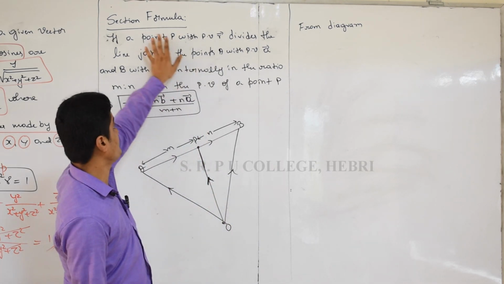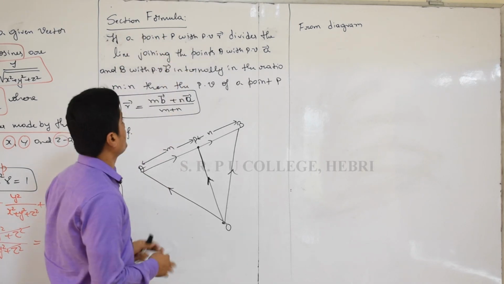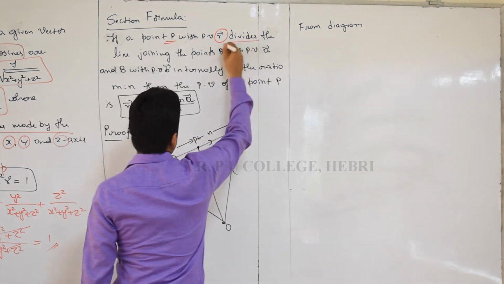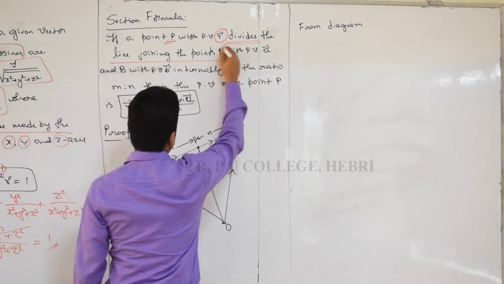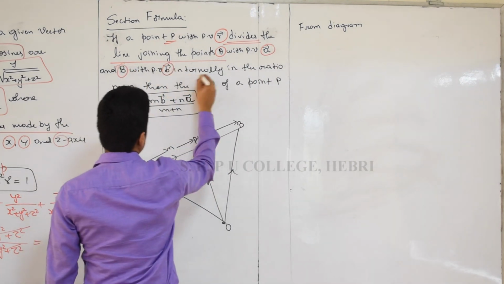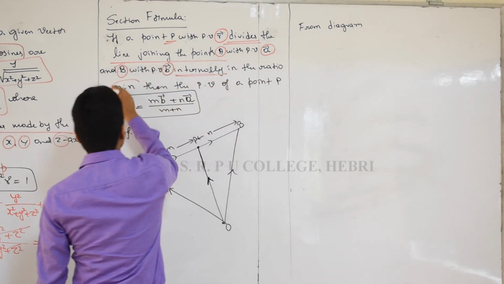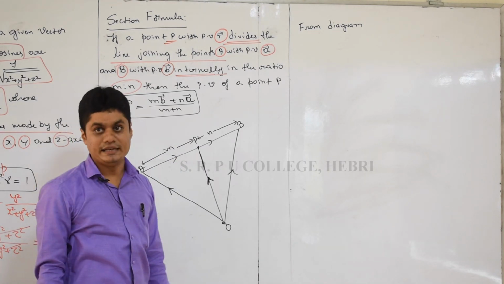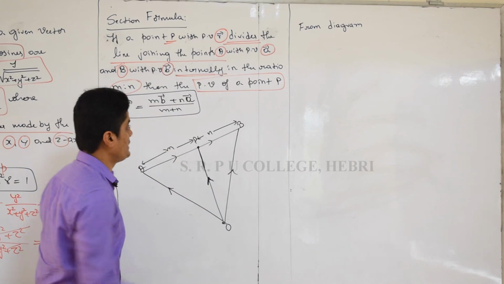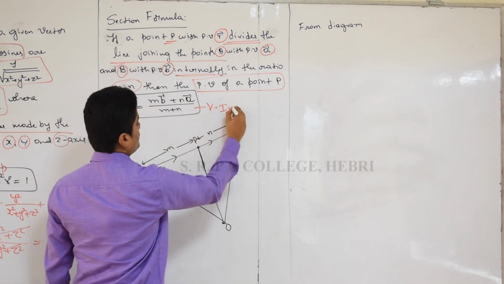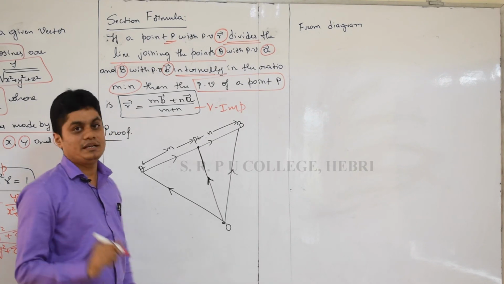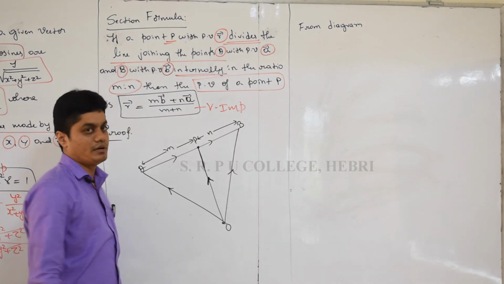Listen carefully. The statement is like this: if a point P with the position vector R divides the line joining the points A with the position vector A and B with the position vector B internally in the ratio m is to n, then the position vector of the point P is vector R equal to m into vector B plus n into vector A, divided by m plus n.